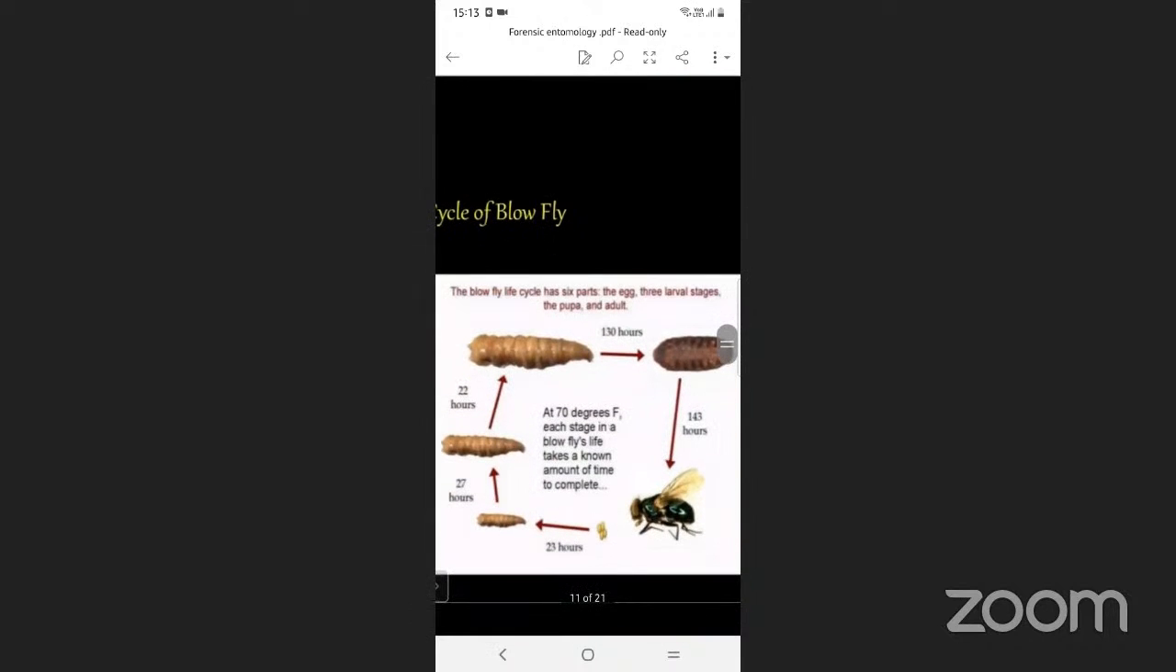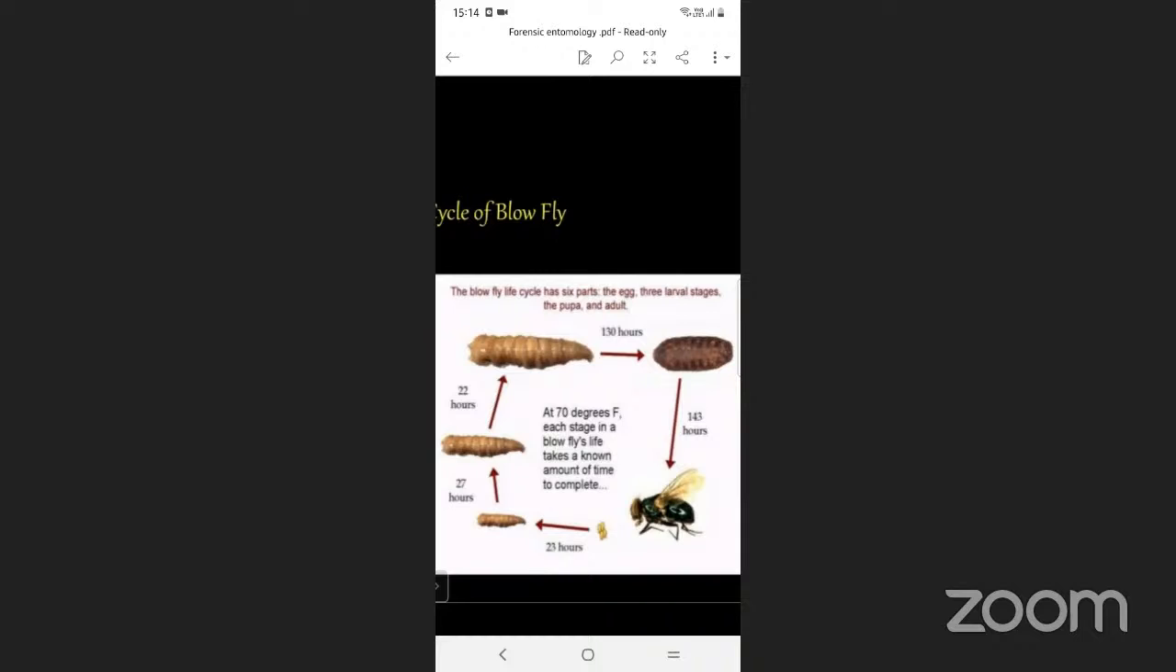And coming to the blowfly life cycle, it has 6 parts: egg, 3 larval stages, the pupa and the adult. Like this, we see the different stages, and procuring them in the different stages will give us an idea of how many days that body has been lying in that place. If the adults are available and also the egg and larval stages are there, then that shows it has already been a long time, since even the adults are there and the eggs have been deposited by them.